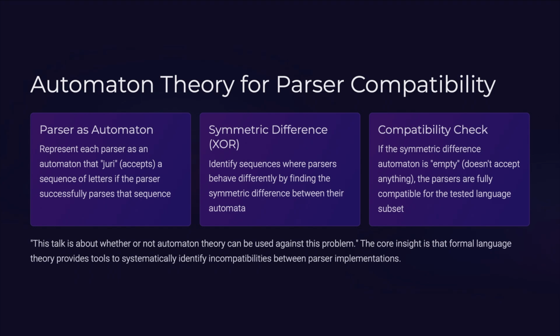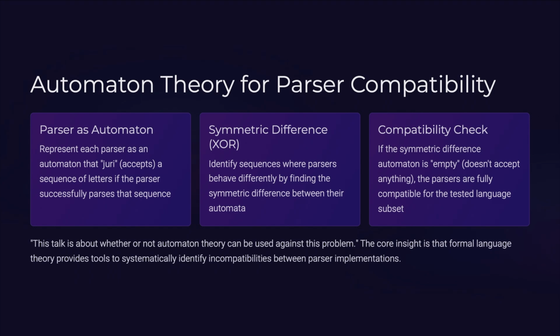Okay, I see the link to our parser problem now. That's clever. So if we can somehow represent our different parsers, parse.y and Prism, as automata, then calculating the symmetric difference between their automata will give us a new automaton that accepts only the code sequences where the two parsers behave differently. That's the core hypothesis, precisely.